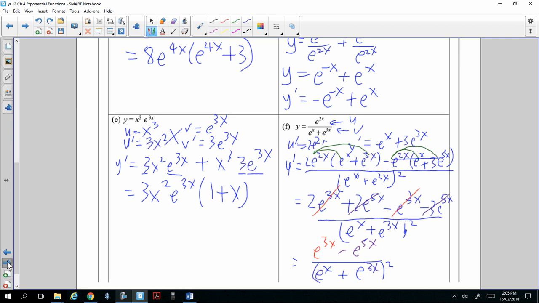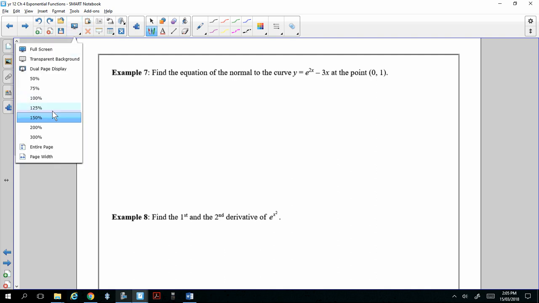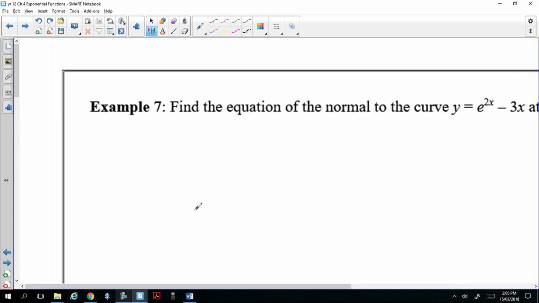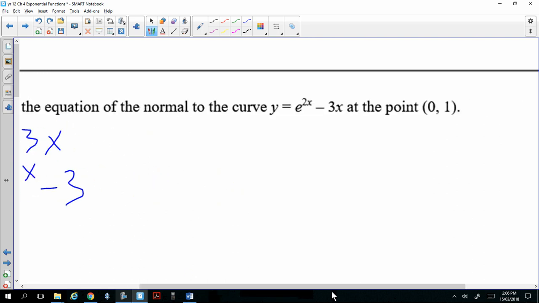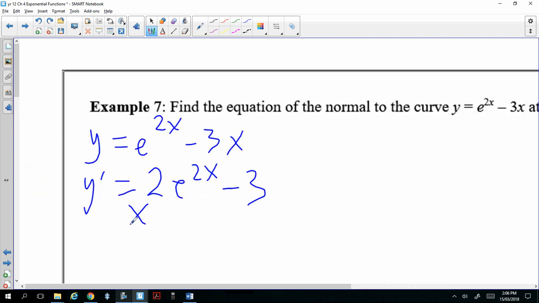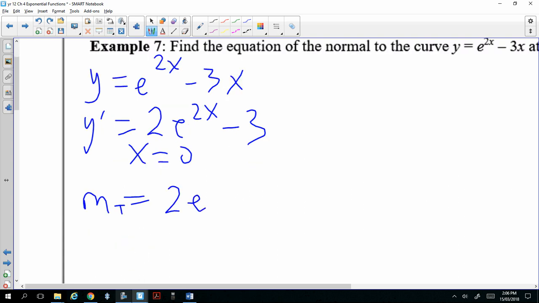Right, find the equation of normal. So what do we do? Differentiate first to find the gradient. So we do y equal to e to the power 2x minus 3x. y dash equal to 2 e to the power 2x minus 3. And then after that, you have to substitute the point. Now the point is 0, 1. So you substitute the x value 0. So the gradient of the tangent equal to 2 e to the power 0 minus 3. e to the power 0 is 1. 2 minus 3 equal to negative 1. That's the gradient of the tangent.